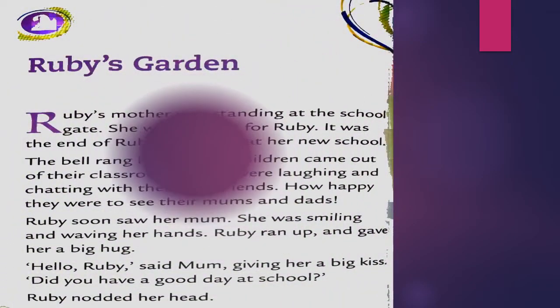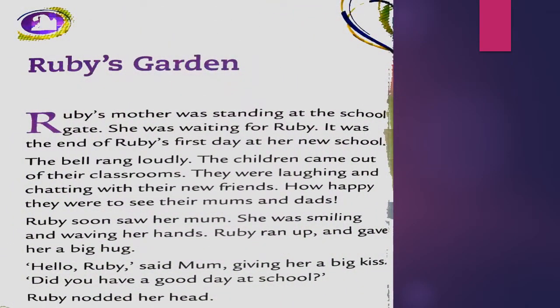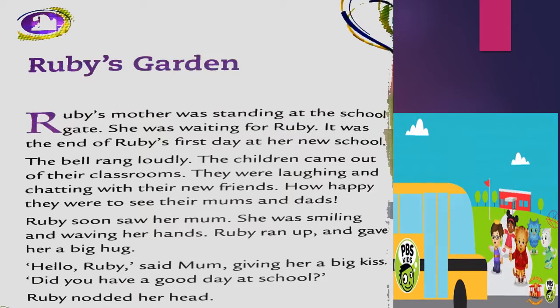Dear students, I hope all of you have your Oxford Reading Circle book beside you now. Please take out Unit 2, Ruby's Garden. I'll read it to you and explain it to make it easier for you to understand.